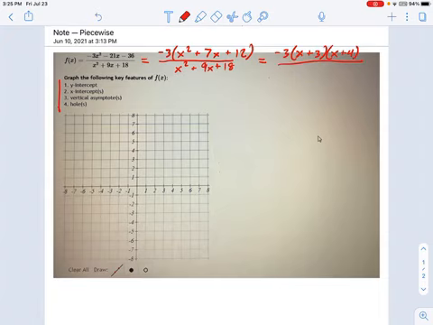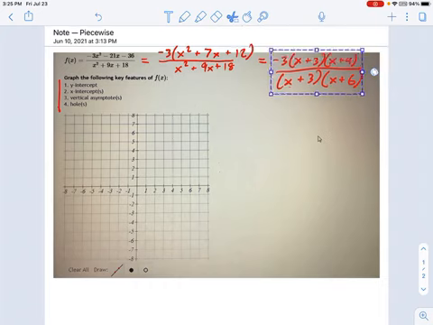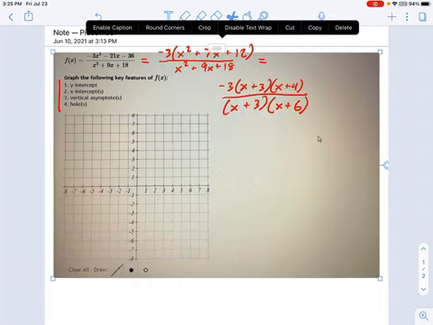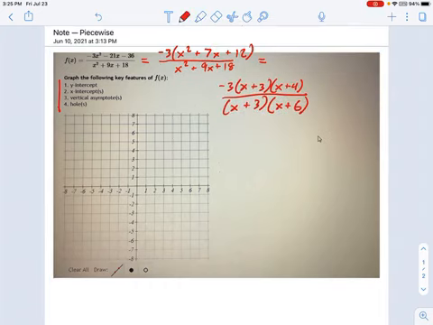On the bottom, I have, let's see, what is this going to be? I think that's x plus 3 and x plus 6. Okay, so here's our factored rational equation, which I'll just put right there. Now, we need to find all these different items here.